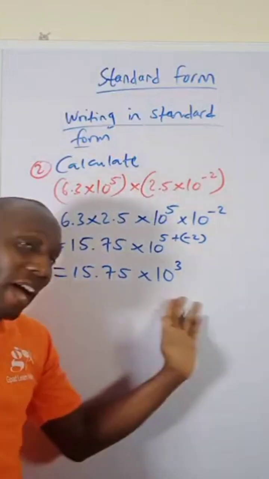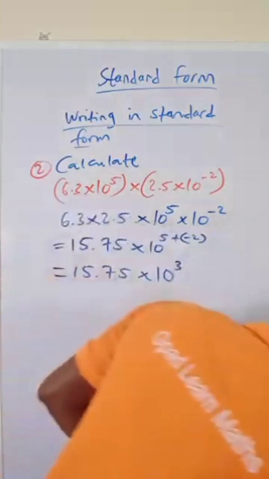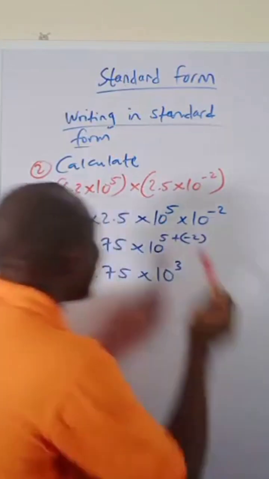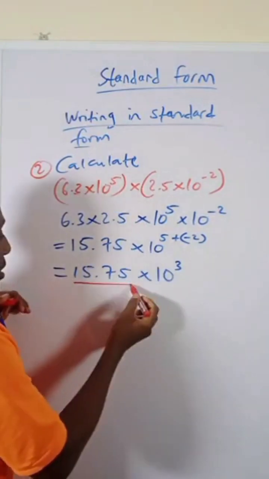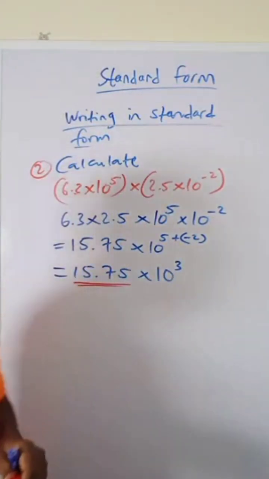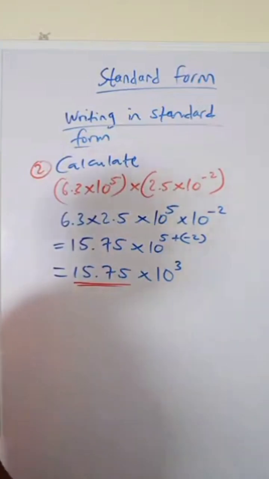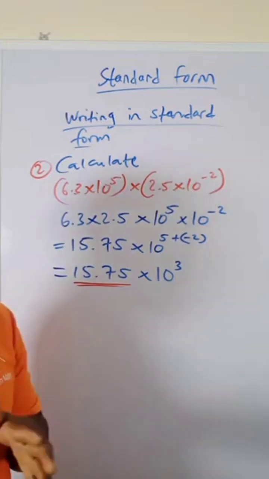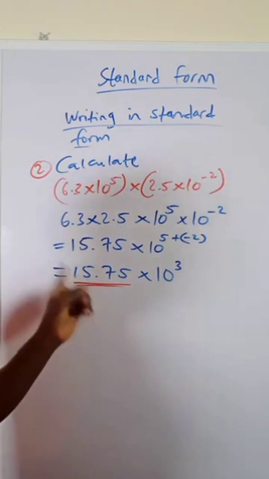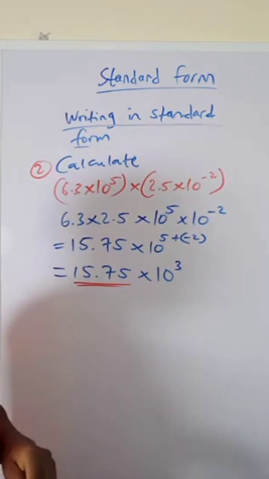But are we done, guys? Are we truly done? Have we been able to write this in standard form? Because we want to write it in standard form. Please check this. Does it agree with the standard form? No, it does not. Why? Because it is more than 10. This is 15.75, and it has to be between 1 and 10. So what do we do?